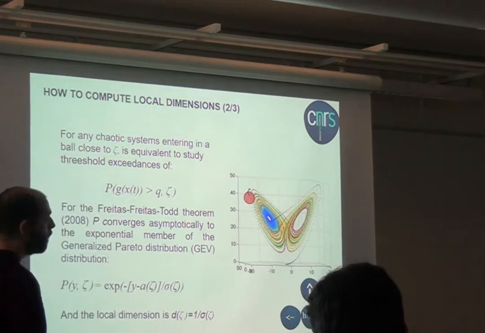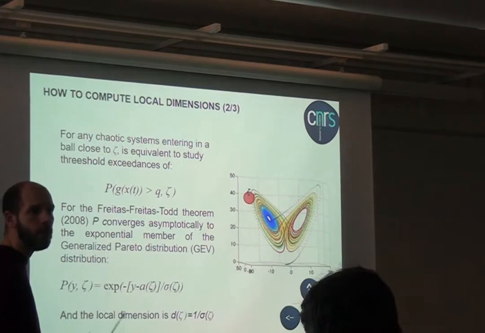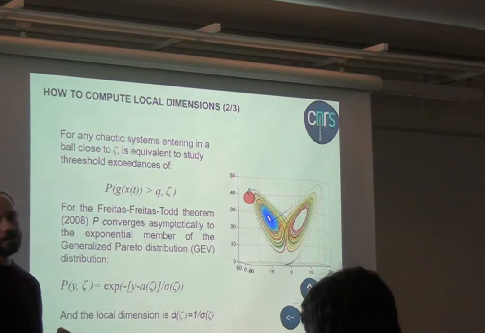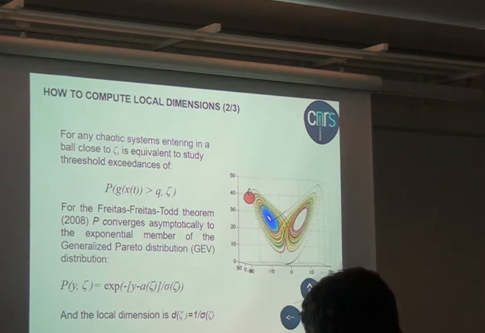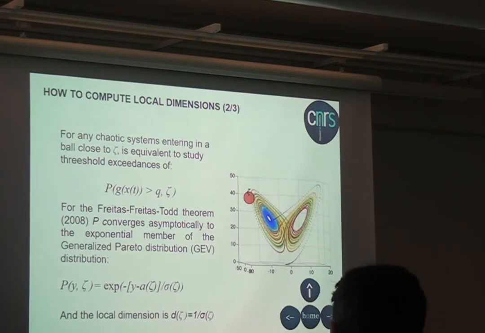We fit a GPD, and then we do a statistical test to assess if we have the right member of the GPD, and that's why we can trust the results, because we know the functional form that we have to get at the end. This will be very useful in high-dimensional dynamical systems because we don't know what the dimension is. So what is the relation between the local dimension and the dimension of the attractor? The dimension of the attractor is the average of all the local dimensions.